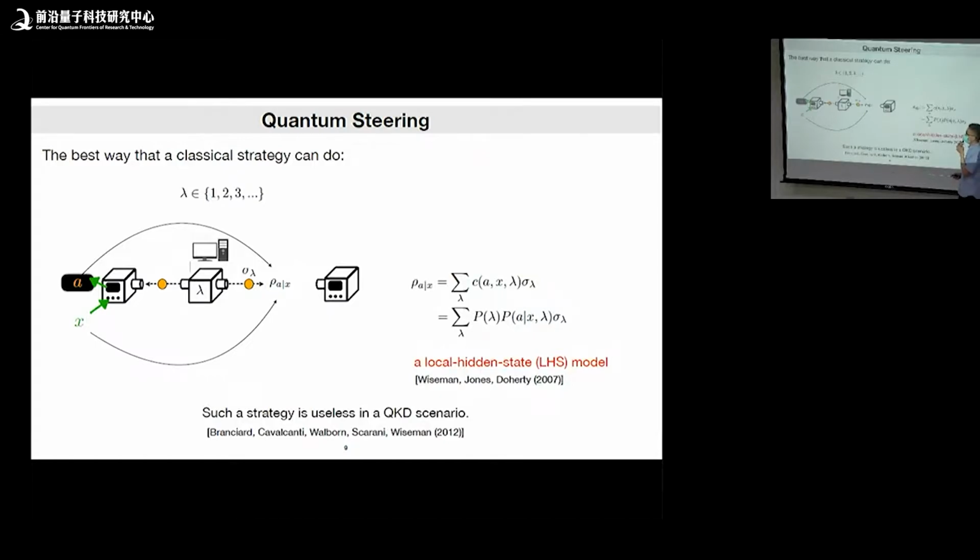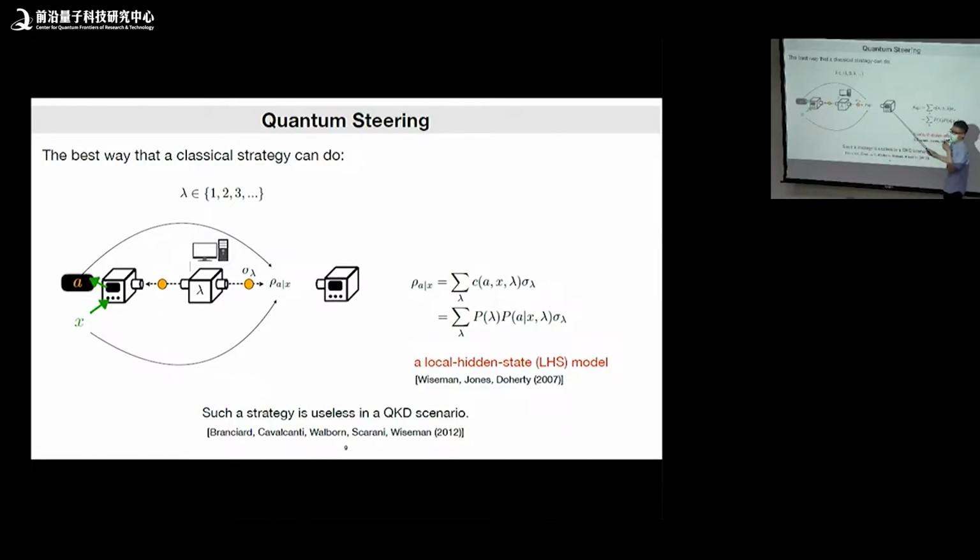Because there's no entanglement resource, we have to consider only a classical strategy. The best a classical strategy can do is to imagine a classical computer. During each round of the experiment, this computer creates some real numbers, which I will label as 1, 2, 3, and so on. For instance, in this round, maybe the computer creates the number 3. Then this 3 is encoded in a particle and sent to Alice. Alice obtains her measurement outcome according to this number 3 and her measurement choice, X. This number is also encoded in another particle, labeled by sigma, whose state depends on this classical number 3.